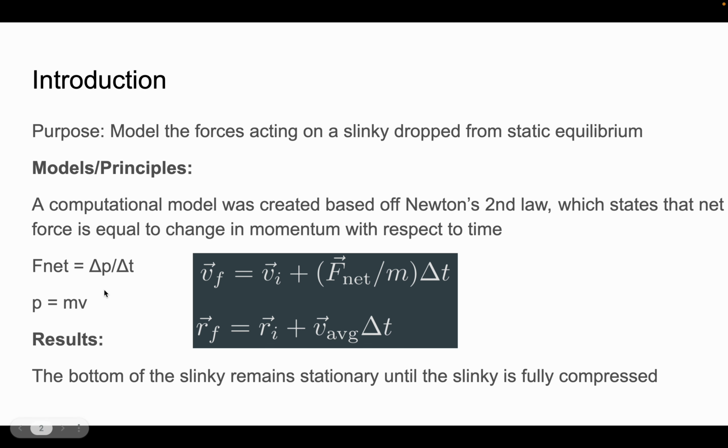Using this equation, we can derive these equations, which can be used to update the velocity and the position iteratively to model the motion of an object if the forces acting upon it are known. The results were that for my model, the bottom of the slinky remained stationary until the top of the slinky was fully compressed.